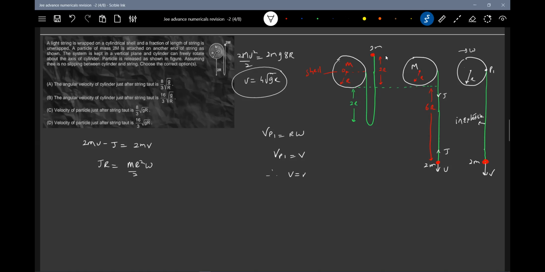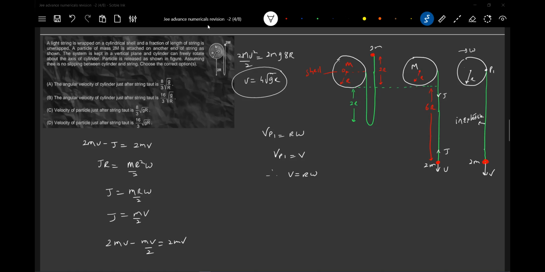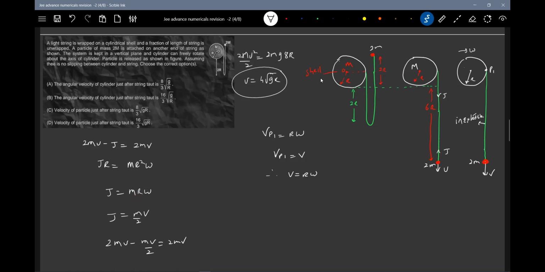So therefore, what can we write? v equal to r omega. So this will become J equal to m r omega, and r omega we can write as v. This value of J I'll substitute there. So mu minus mv equal to mv. Cylindrical shell. Okay, fine. J equal to mv. So mu equal to 3mv. So v equal to 2u by 3.